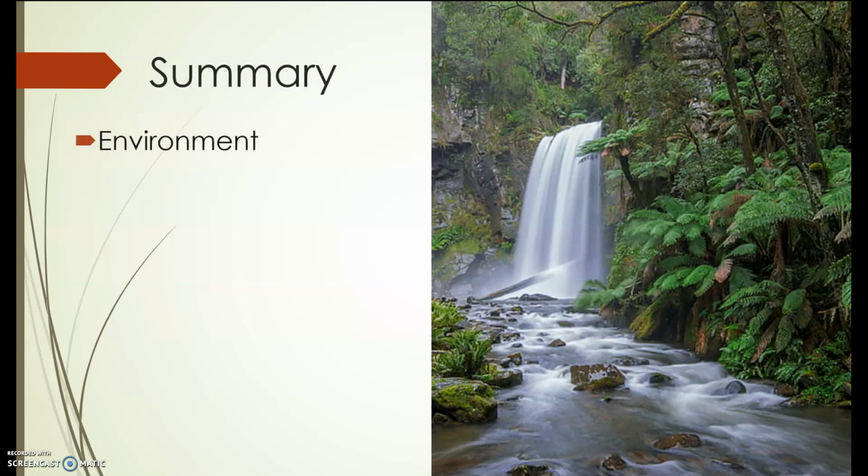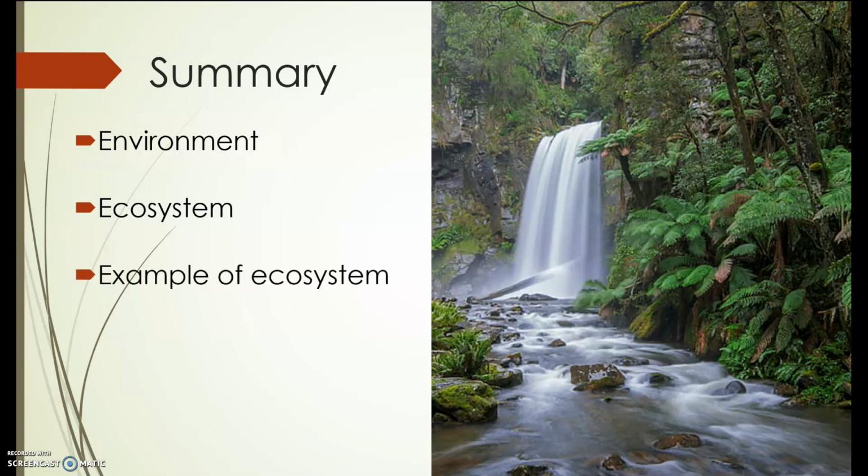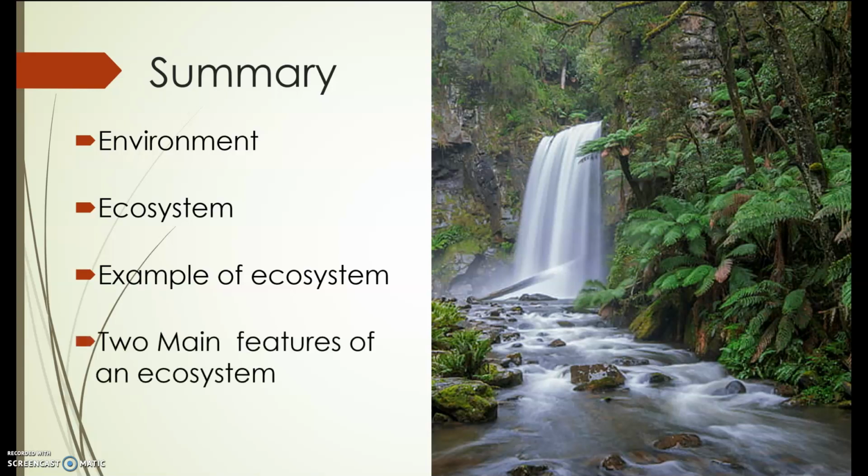Now let's do the summary. We talked about the environment, which is our surrounding, where people, animals, and plants are living. We also talked about the ecosystem, which is a group of animals that are interdependent with each other and live in a particular area. And we also talked about some examples of ecosystems like the tree and the pond. And we also tackled the two main features of an ecosystem, the physical and living environment.